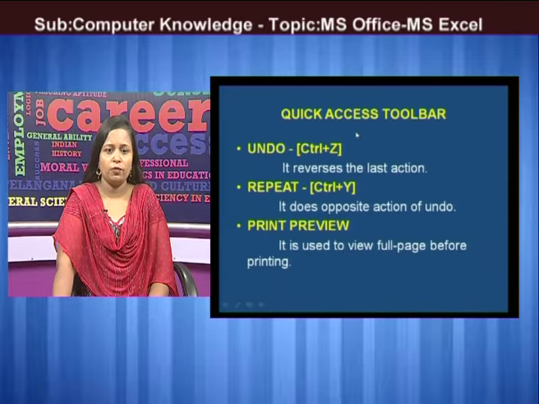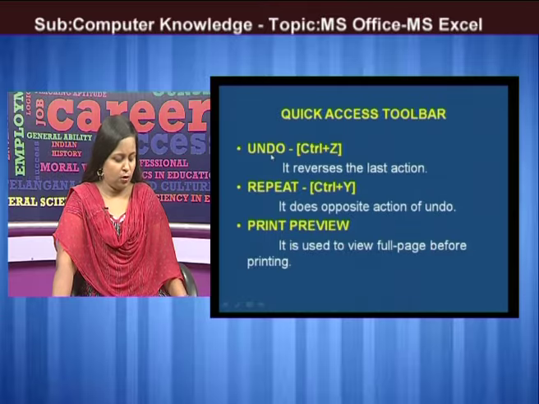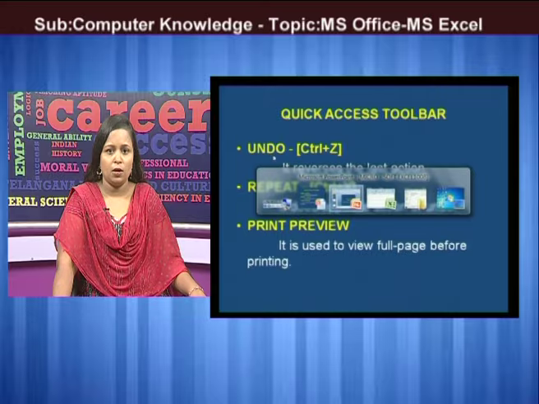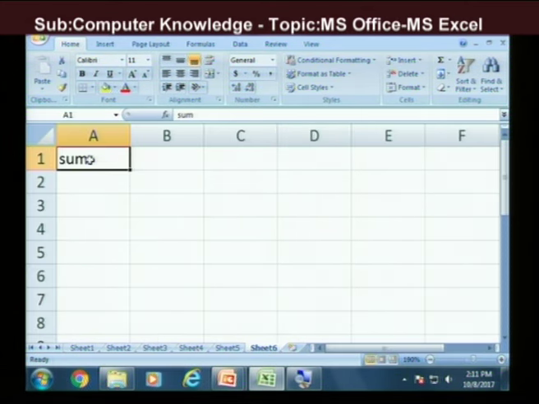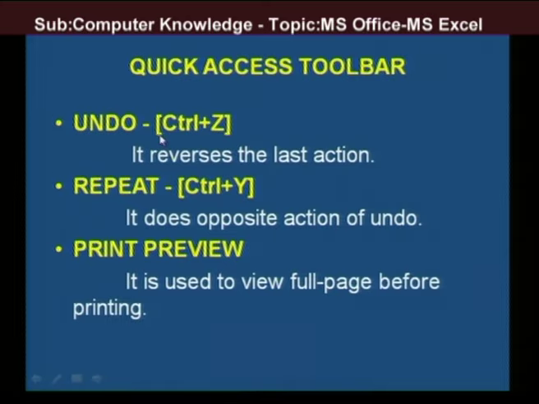Quick access toolbar. The Quick Access Toolbar consists of some options: undo, repeat, print preview. Undo means reversing the action. For example, I will show what undo is. Here I am deleting the sum. Now click on the undo button, click on undo, and it restores the same. So that is the undo option. Repeat also, this deletes the word again; it does the opposite action of undo.